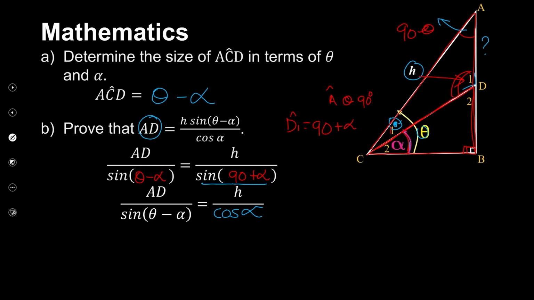Okay, now they want us to find AD, so we're going to make AD the subject of the formula, which means we're going to multiply both sides by sine of theta minus alpha. And we're going to get AD equals H sine theta minus alpha over cos of alpha. And that's exactly what they asked us to prove. So we've proved that AD is equal to the expression that was asked for.